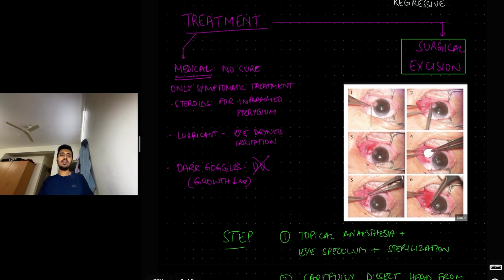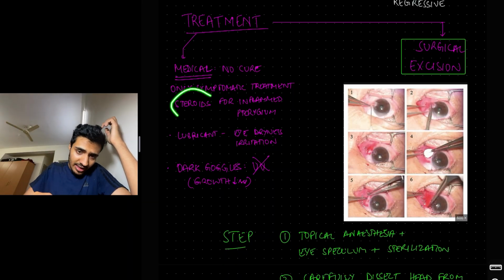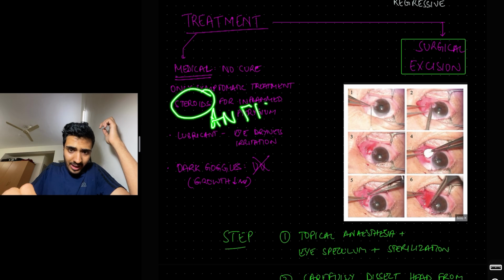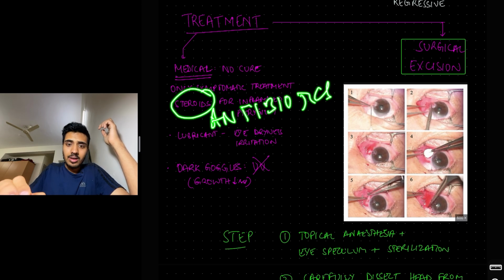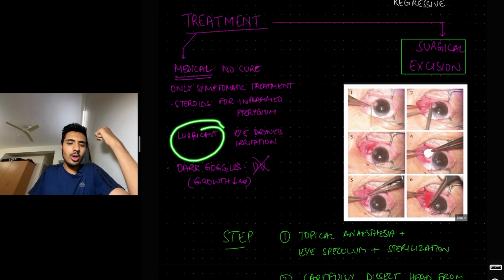Next, let's look at the treatment. So treatment, mainly, medically, can you cure it? It's a mass. Can you cure it medically? No, there is no cure. But some symptoms of pterygium you can treat. For example, let's say the pterygium is inflamed or infected. Then you can give steroids, topical antibiotics, etc. And if there's any dryness or irritation, then you can give lubricant eye drops or stuff like that.